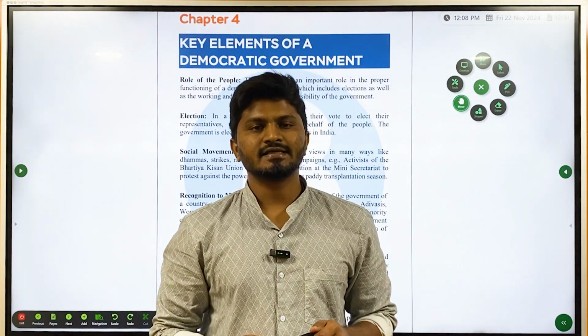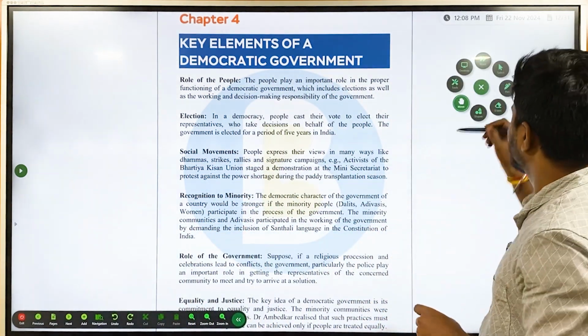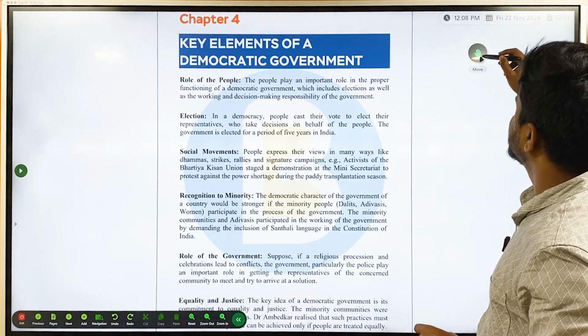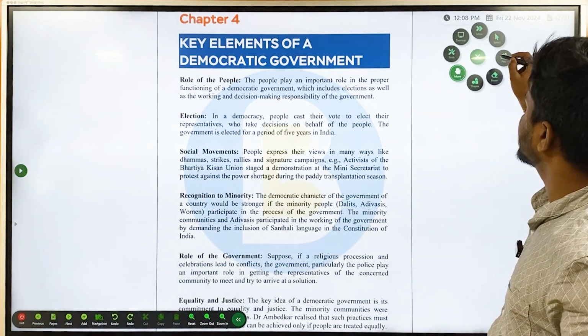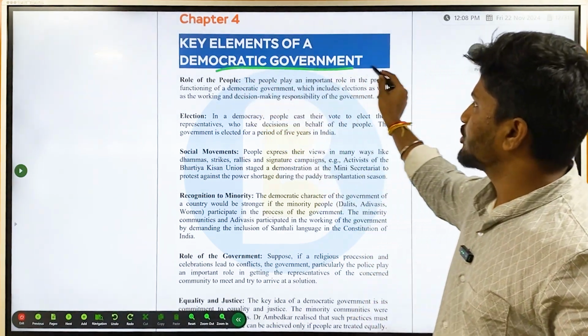This is the NCERT discussion, and today we are continuing the NCERT discussion of Class 6 Polity. And today we will be dealing with Chapter 4 of the NCERT Class 6 Polity, and Chapter 4 deals with key elements of democratic government.